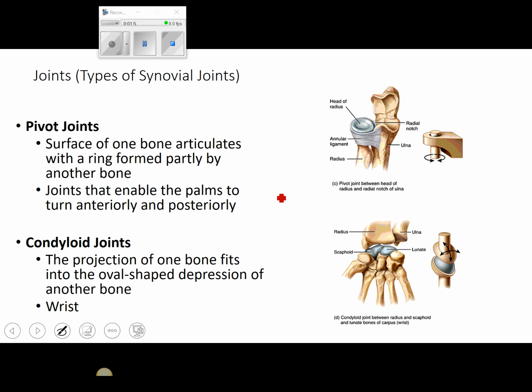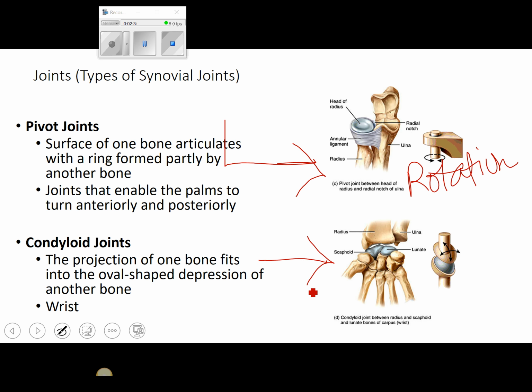Next, we have our pivot joint. This is showing you one with the head of the radius and the radial notch of the ulna. The pivot joint permits only rotation movement. The surface of one bone articulates with a ring formed partly by another bone. The joints that enable the palms to turn anteriorly and posteriorly are an example. Another example of a pivot joint would be your axis and your atlas. Because the atlas rotates around the axis, it allows you to shake or pivot your head side to side to say no.